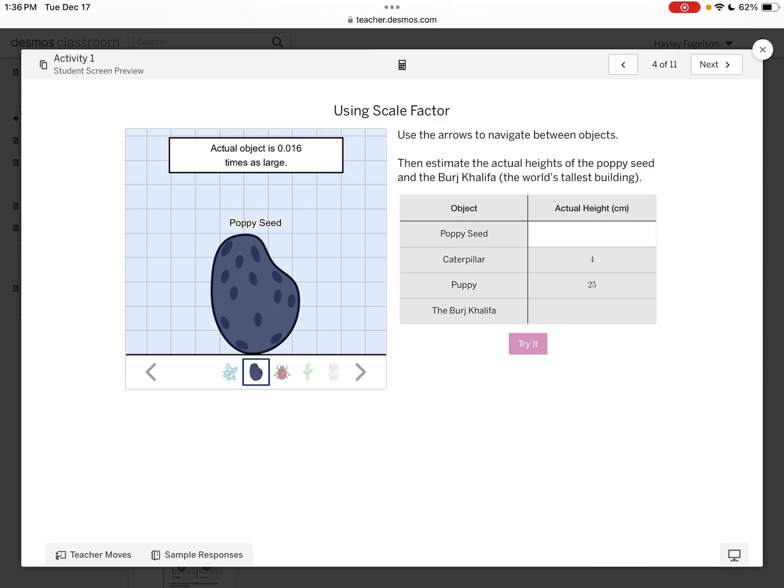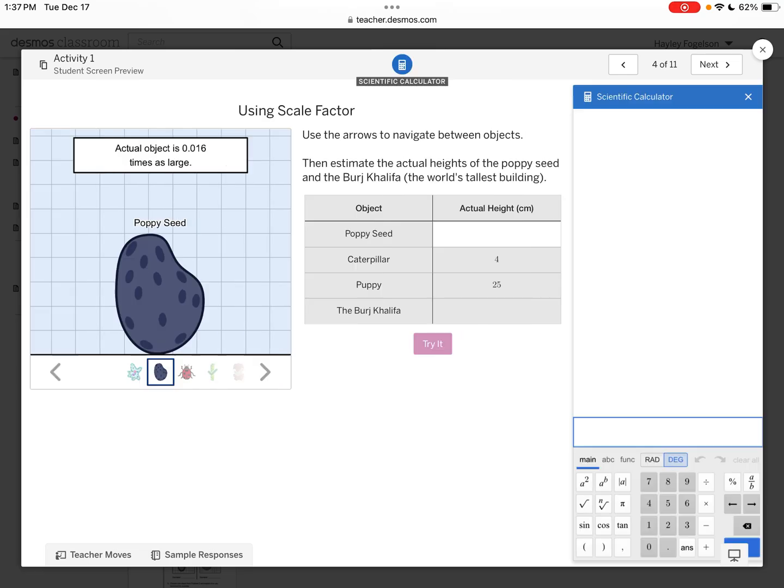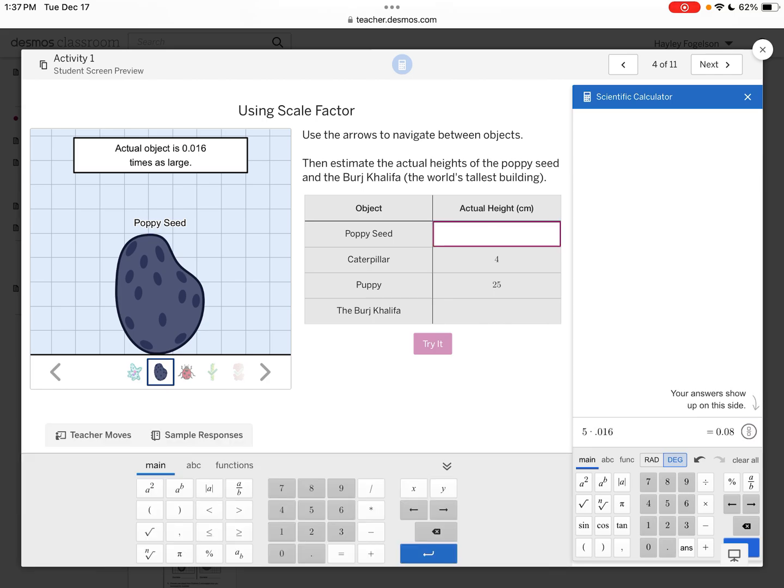All right, moving to the next one. Sorry for the interruption. It says, use the arrows to navigate between objects, then estimate the actual height of the poppy seed and the Burj Khalifa, which is the world's tallest building. So we need to figure out how many boxes tall our poppy seed is. I see that it is 1, 2, 3, 4, 5 tall. And then I have to multiply that by 0.016, which gives me 0.08 for an answer. Let's see if we're right.